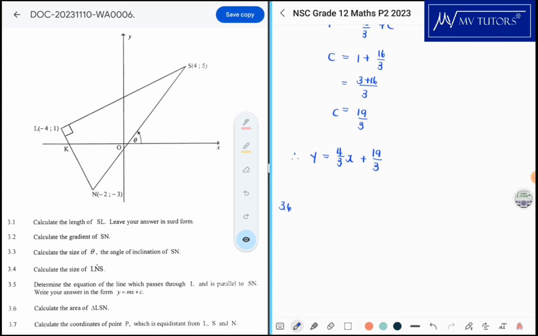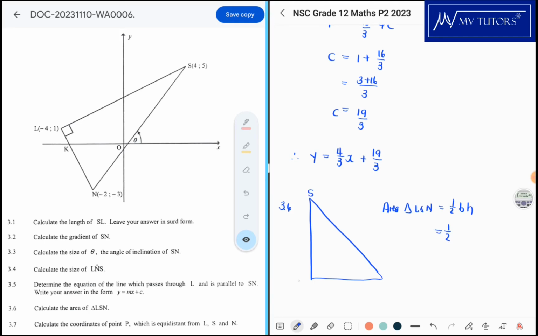Now 3.6, calculate the area of triangle LSN. I'm just going to redraw LSN for us upright, because the area of triangle LSN is equal to half base times height. And what is our base in this case? So we have SLN.